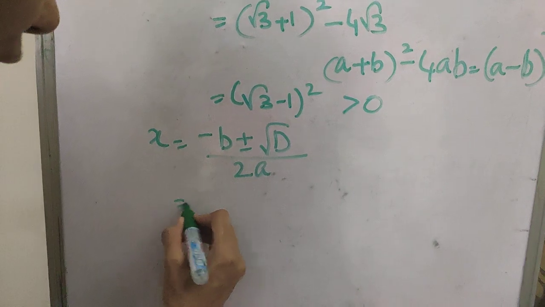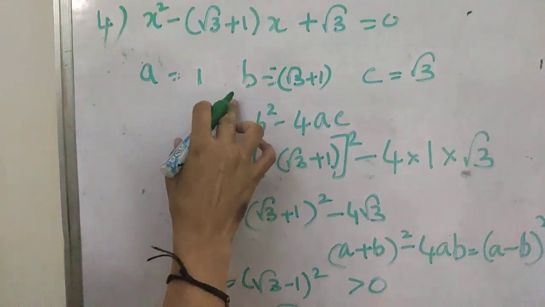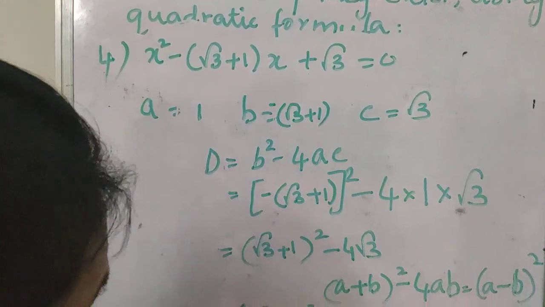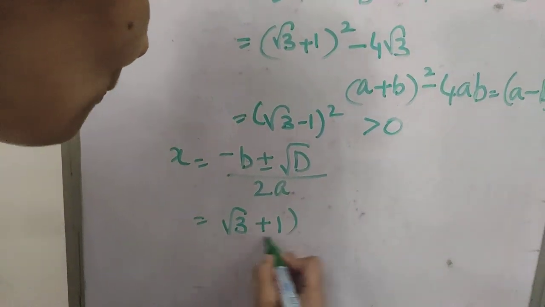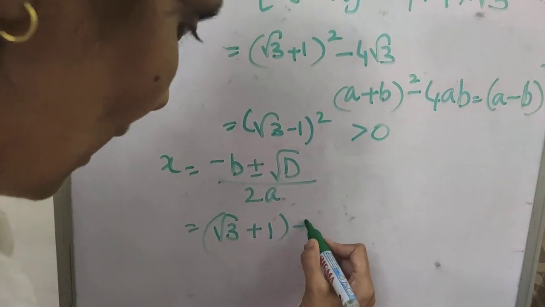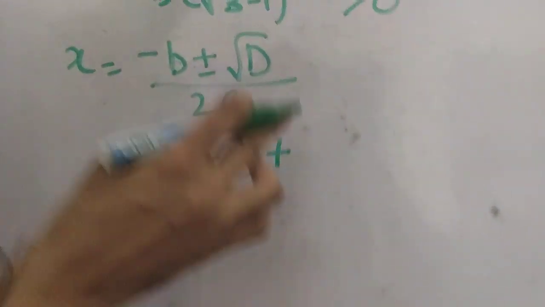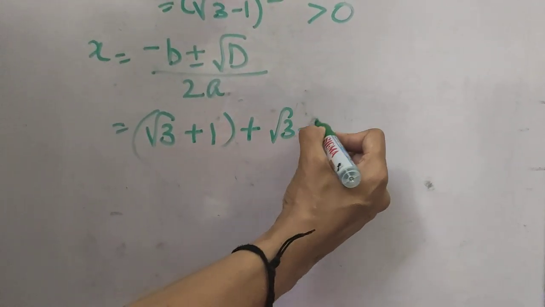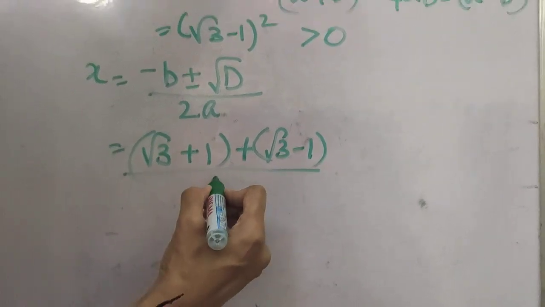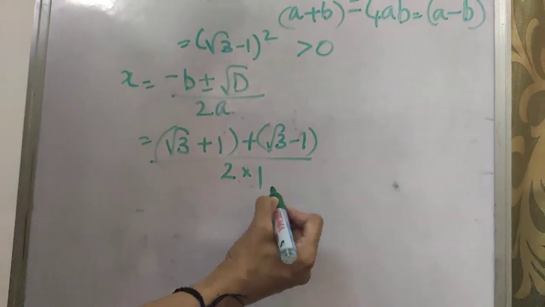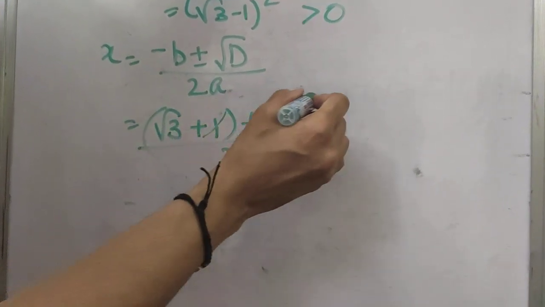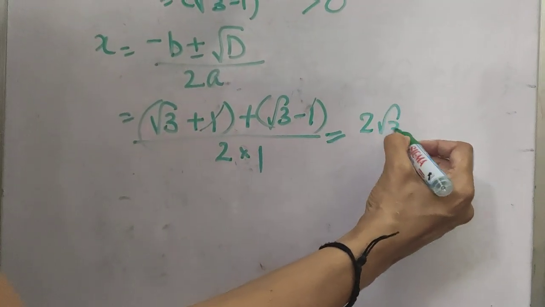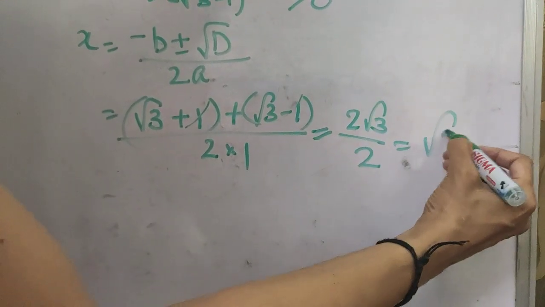So one value, minus b. So what is b? b is minus, so minus b will be minus of minus, which will give you root 3 plus 1. Okay, plus positive value I am writing. Root of root 3 minus 1 whole square will be just root 3 minus 1, isn't it? By 2 into a. What is a? A is 1 itself. So in this case, all are positive. What get cancelled? 1 and 1 get cancelled. I get 2 root 3 by 2, which is root 3.